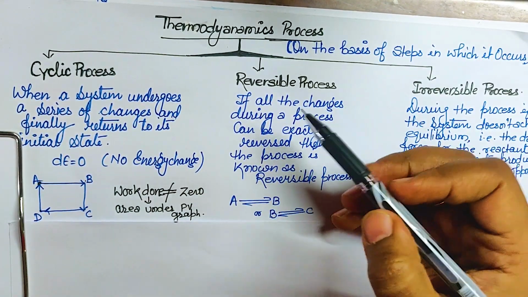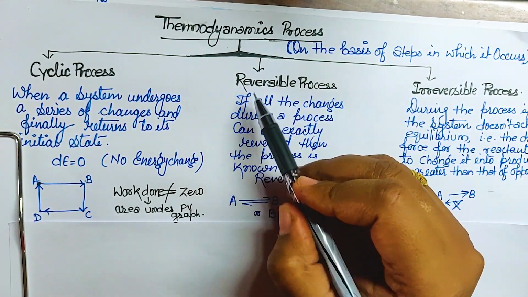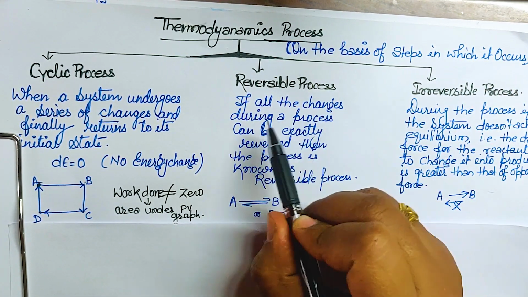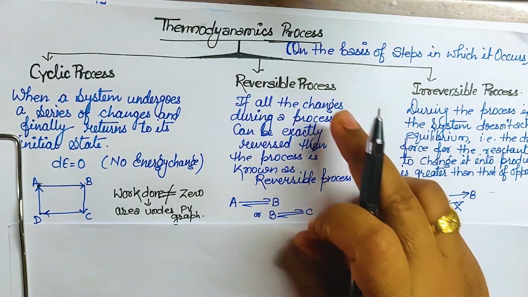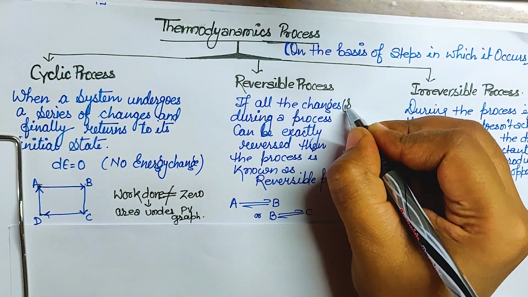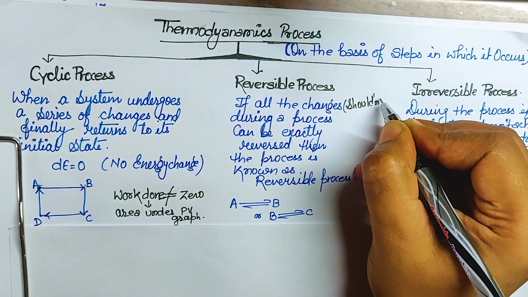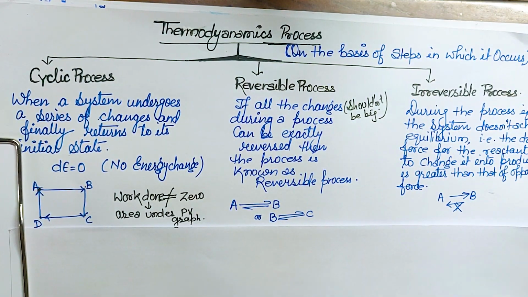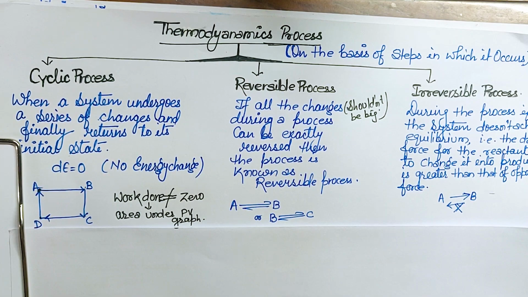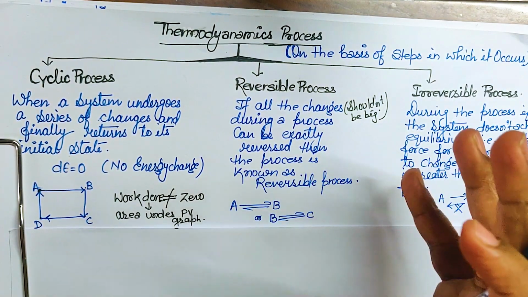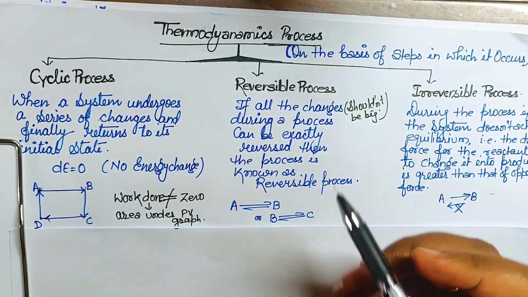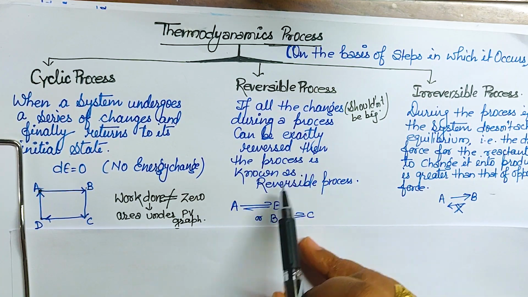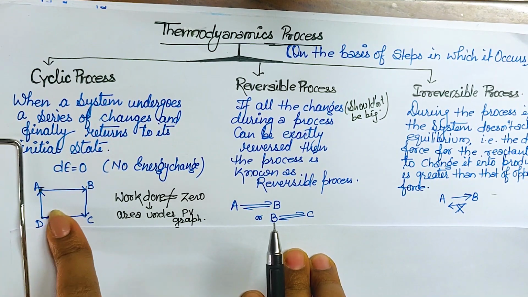Area under PV graph. Now this is the reversible process, which can be reversed, isn't it? For that, all the changes should be small changes, the change should not be big. Due to this, at each step, each change, we will have equilibrium, and there will be a chance to reverse it back. So if all the changes during a process can be exactly reversed, then the process is known as a reversible process.